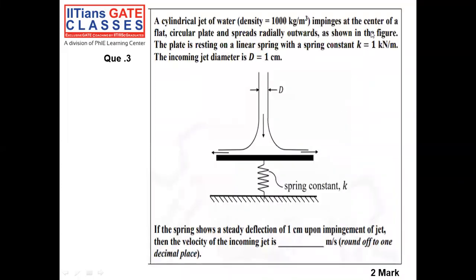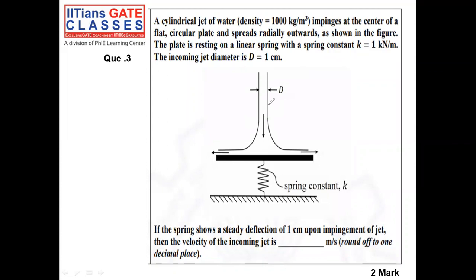Now, if you look at this particular question, what they have mentioned: a cylindrical water jet, which has a density of 1000 kilogram per meter cube, is impinging at the center of a flat circular plate. It is not a rectangular plate; they have mentioned the shape also, a circular plate, which spreads the flow radially outwards. A spring is attached to the plate, which has some stiffness, and the diameter of the jet is given as 1 centimeter.